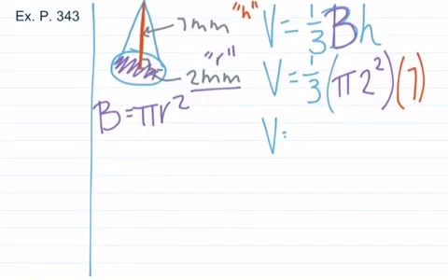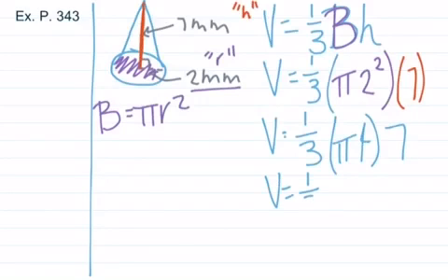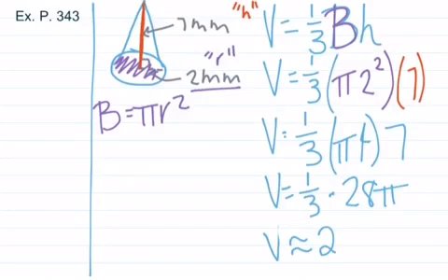Okay, so now we're going to evaluate. Volume equals 1/3 times pi, 2 times 2 is 4, times 7. Volume equals 1/3, 4 times 7 is 28 pi. And then I'm actually going to use the pi button to evaluate this and round to the nearest hundredth. So when I do so, I get volume is approximately, so I do the little squiggly equal signs, 29.32 millimeters cubed.